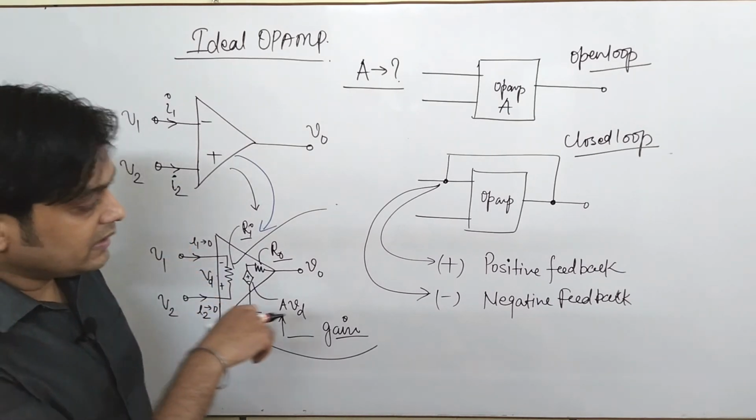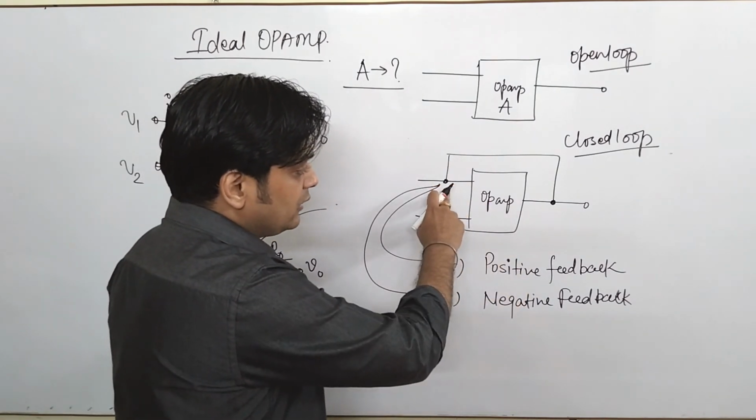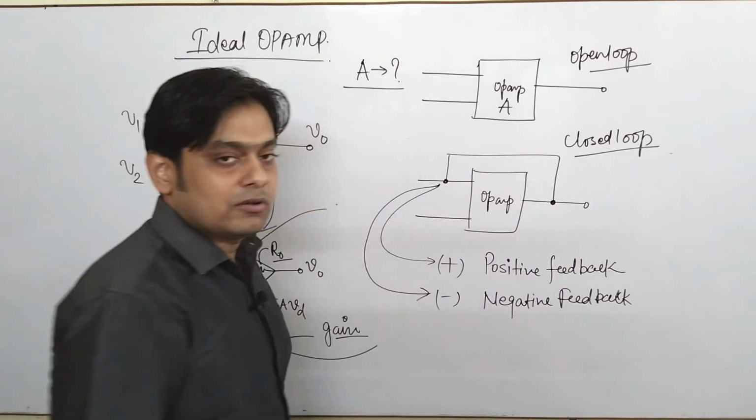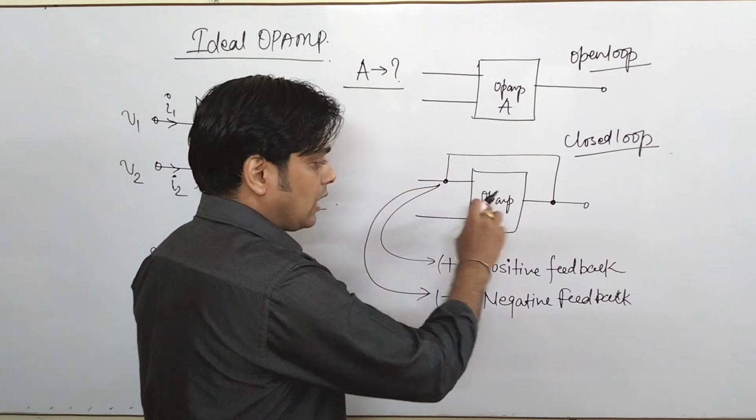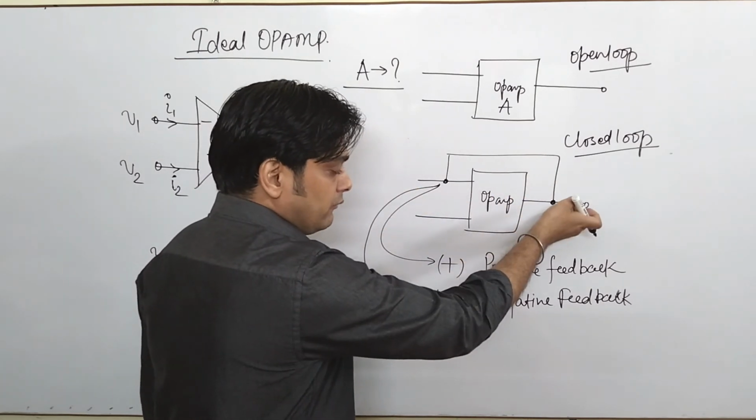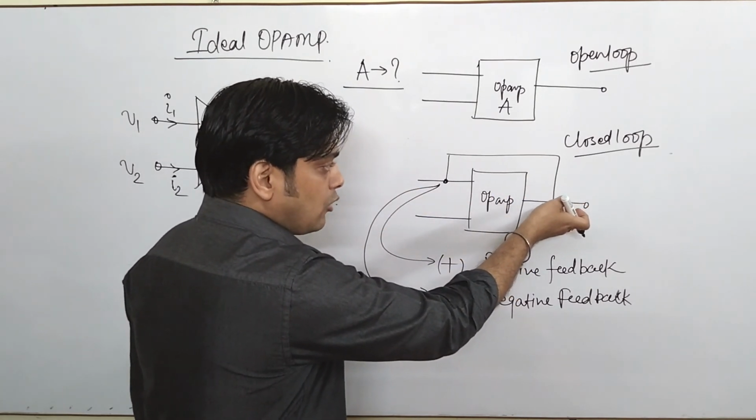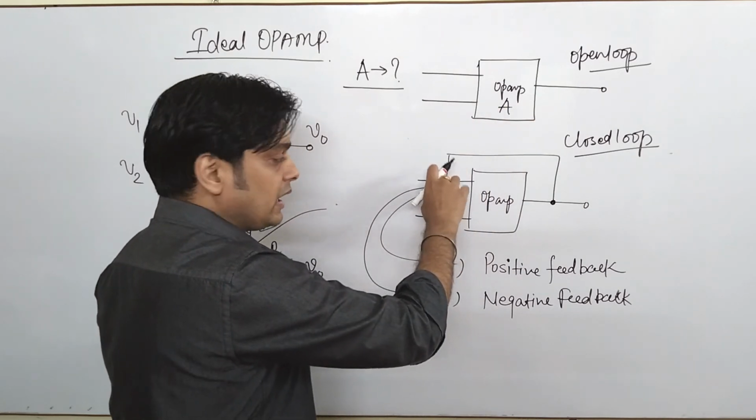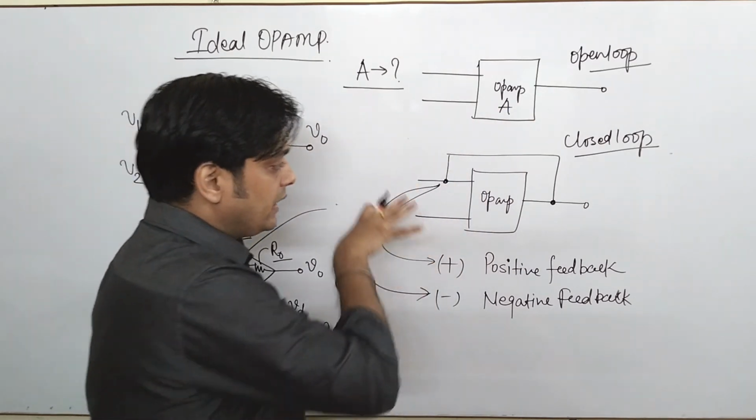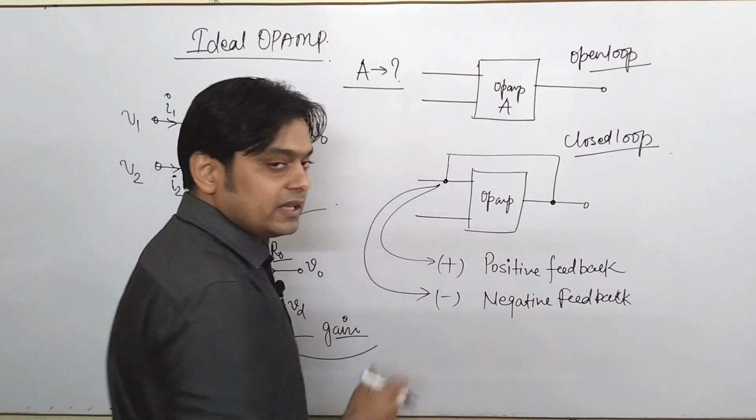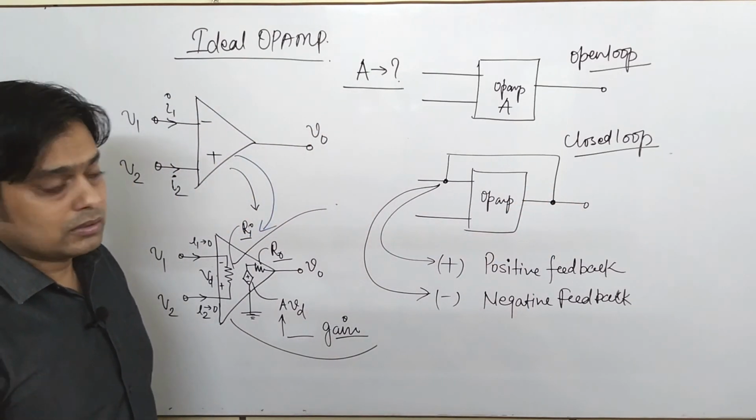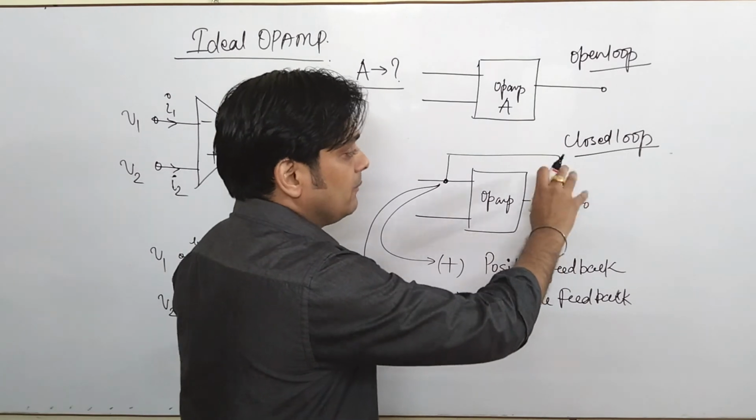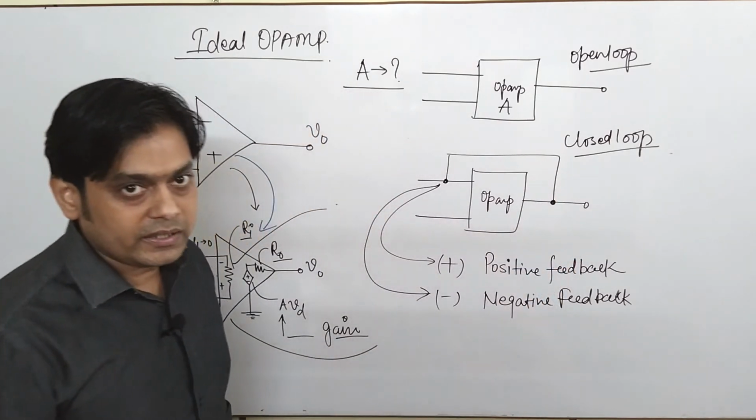Why? Because negative feedback will try to stabilize your output. Because of the very high gain, the output is fed back and subtracted here, and again it is adjusted in the op-amp, and finally you will get a stable output. You will get stable parameters at the output of that op-amp.